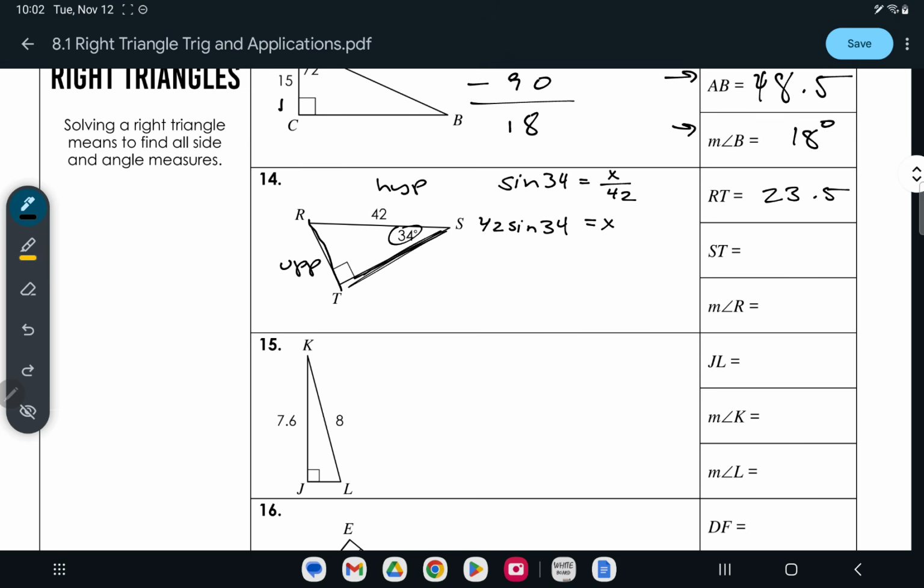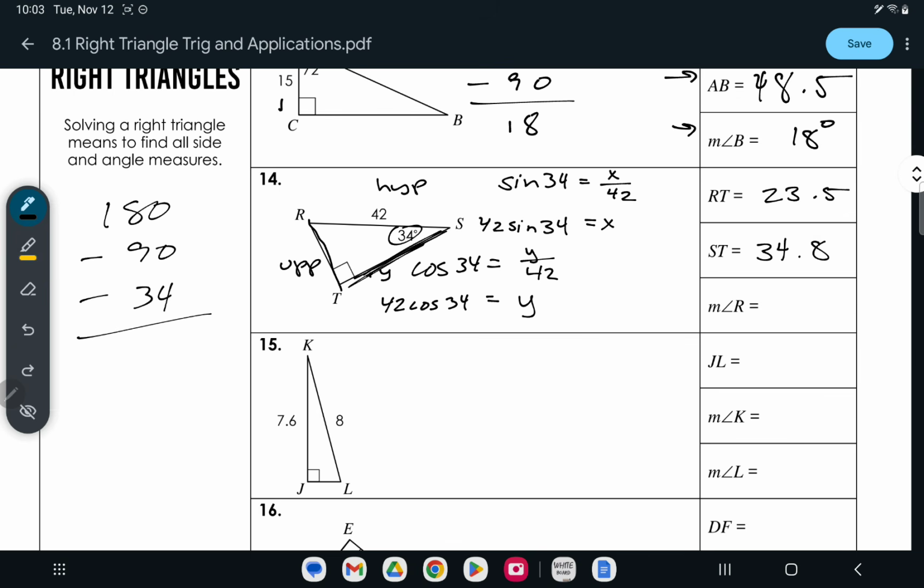Let's see, to find ST, I can do cosine. So cosine 34 is adjacent over hypotenuse. So 42 cosine 34, which will give 34.8. And then the angle we can do again by doing 180 minus 90 minus 34 to give 56 degrees.